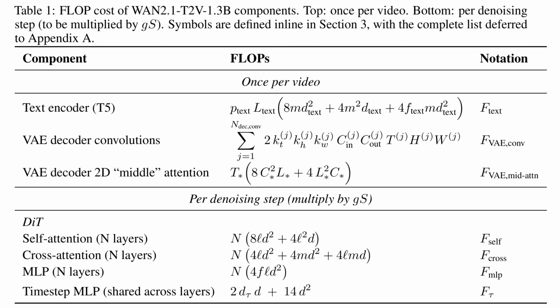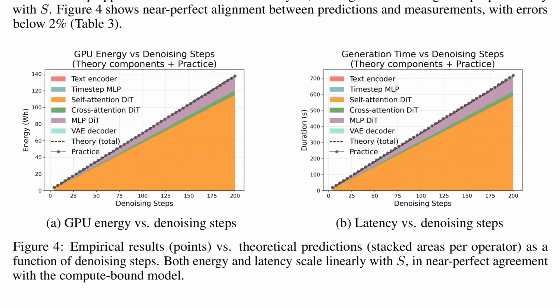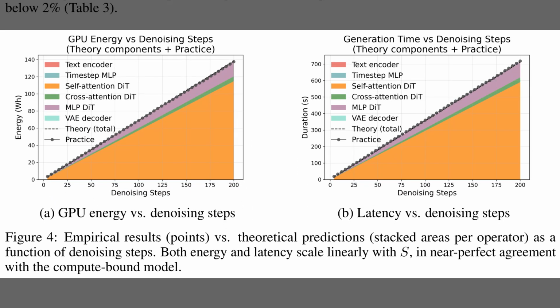So the previous figure outlined the pipeline. Table 1 summarizes where floating point operations accumulate, splitting costs into once per video and per denoising step blocks. The once per video part covers the T5 text encoder plus VAE decoder convolutions and a middle attention stage. The per step part includes DiT self-attention, cross-attention, the feed-forward MLP, and a time step MLP, multiplied by G and S. These per step DiT terms dominate because they scale with token length and layer count.